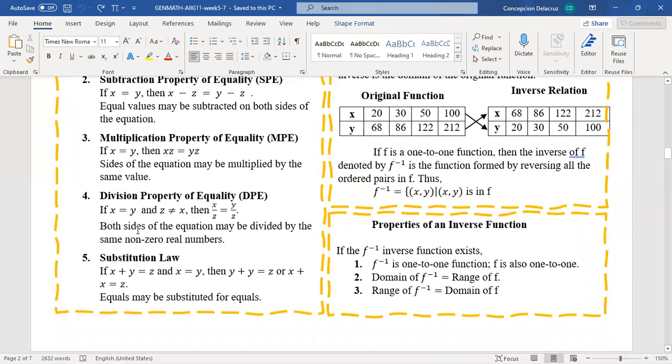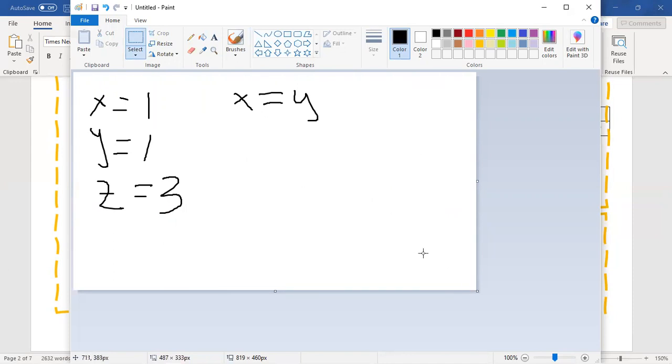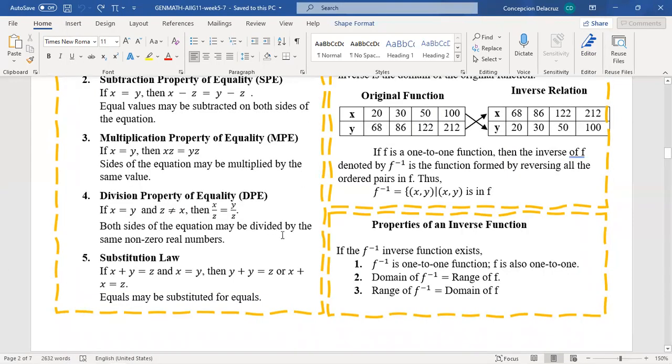Next, division property of equality. So if x is equal to y and z should not be equal to 0, then x over z is equal to y over z. So it says here that if x is equal to y, both sides of the equation may be divided by the same non-zero real number. So our denominator z must not be equal to 0. Because if our z is equal to 0, it becomes an indeterminate form or it is undefined. The denominator is not allowed to be 0.